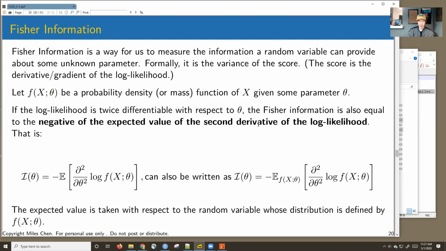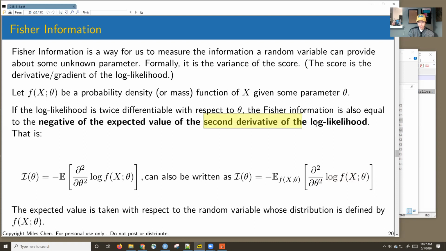And what we said is that the Fisher information is equal to the negative of the expected value of the second derivative of the log likelihood, okay? So first we're going to talk about the second derivative of the log likelihood. That's what goes inside here. We've got the log likelihood function, and here is the second derivative of the log likelihood function, okay?